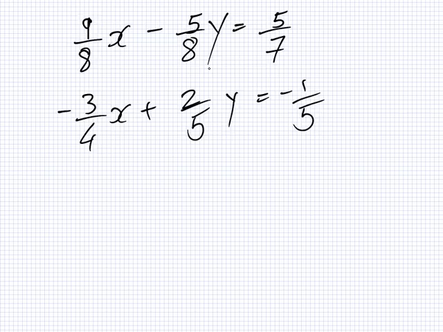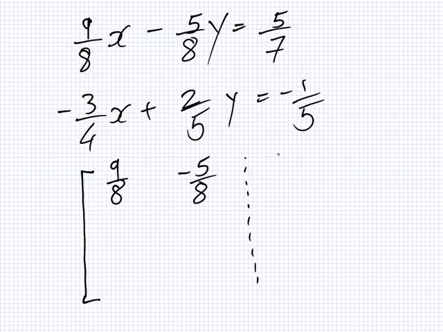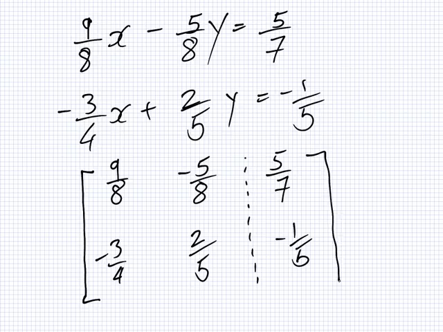This method, even though it's not on the exam, like I said, is a method that you can use if you want to. The way this method works is you put these 6 numbers into a box. So you'd have 9 over 8 minus 5 over 8, 5 over 7 minus 3 over 4, 2 over 5 minus 1 over 5, and then close the box.